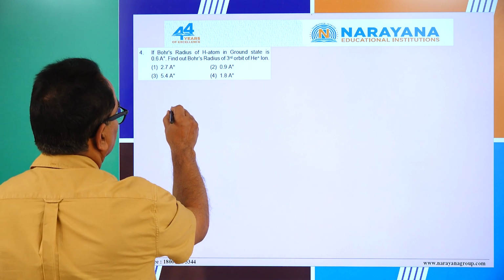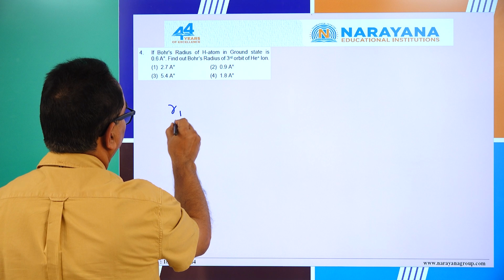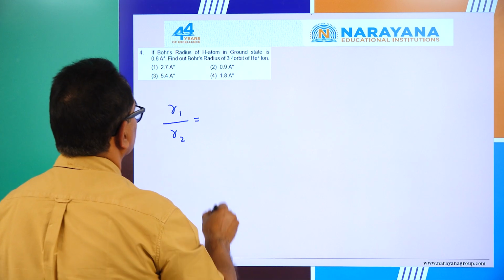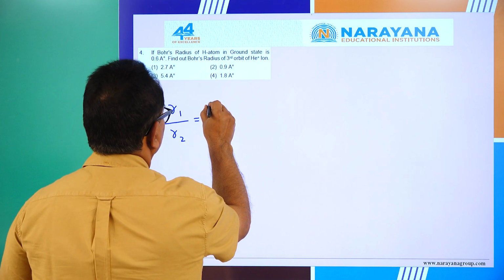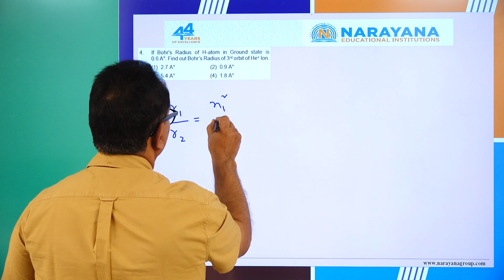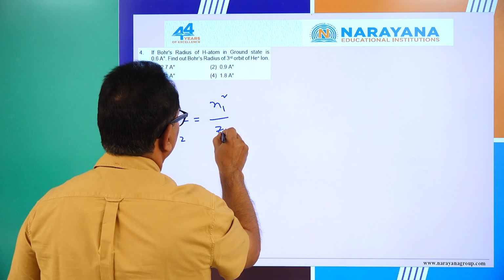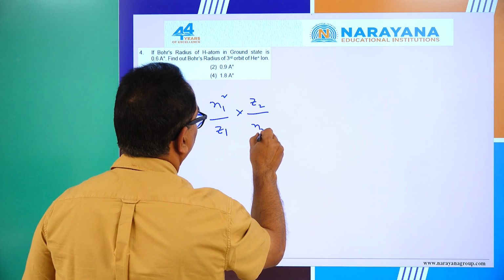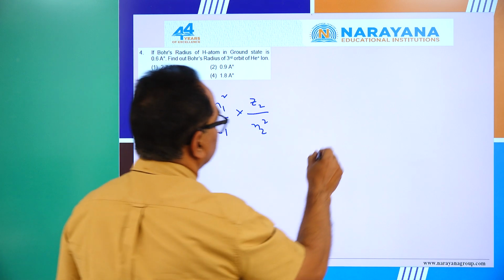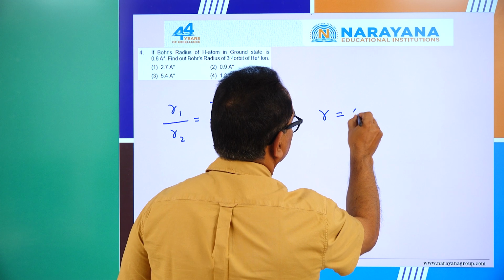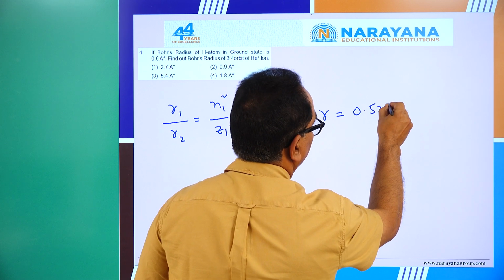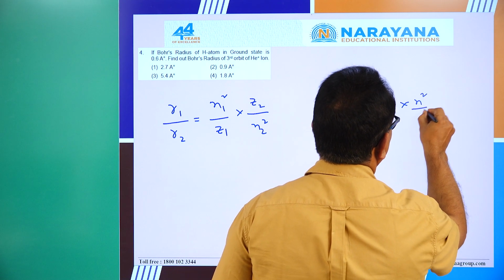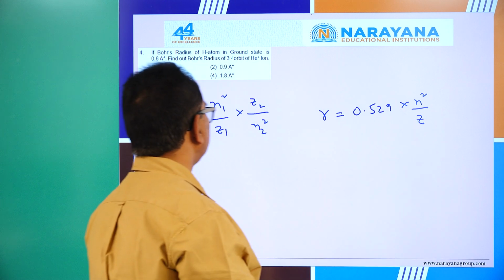Here we can write R1 by R2 is equal to N1 square by Z1 into Z2 by N2 square. Because we know that R is equal to 0.529 into N square by Z. So when you take the ratio, you will get the simplified formula.